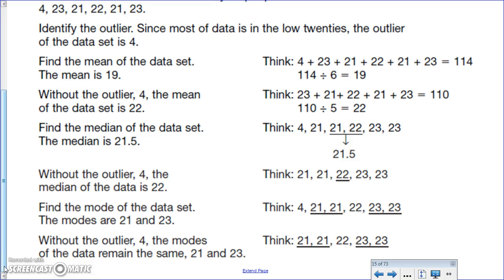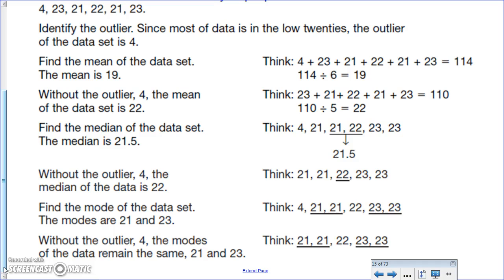Next, they want to find the median of the data set. In this case, you have to put everything in order from least to greatest. And then they went through and found the 2 middle ones, 21 and 22. They added them together and then divided in half to get 21.5. Without the outlier, you just remove one of the data points, so now we have an odd number of data points. And in this case, 22 is the median because it's right in the middle of the data set.